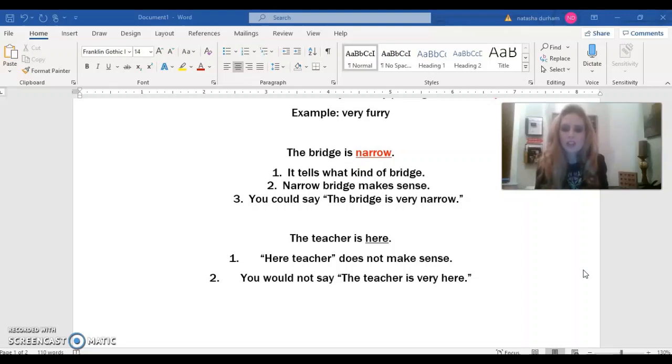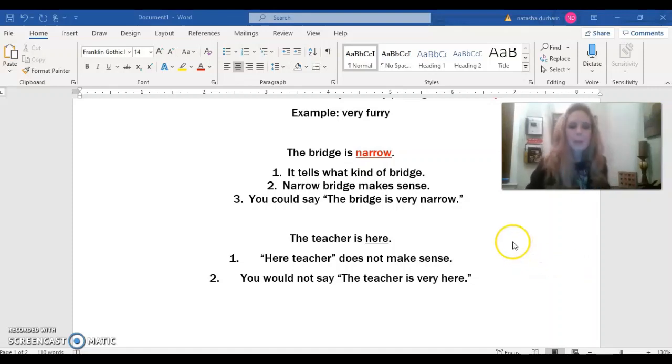All right, so first, let's start by moving here and putting it in front of teacher and see if it makes sense. The here teacher. Does that make sense? No. Okay, but let's make sure and try our next test. Let's put very in front of here. The teacher is very here. No, that does not make sense either. Now we know that here is not an adjective.